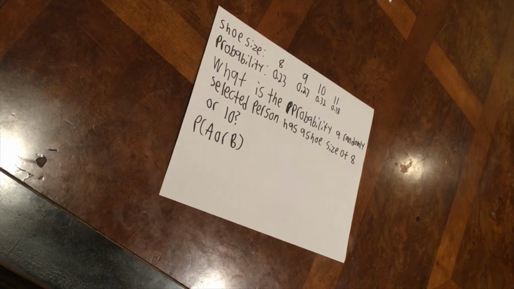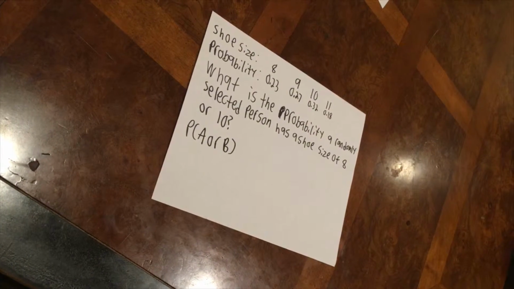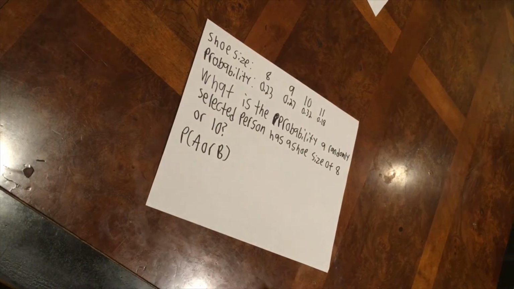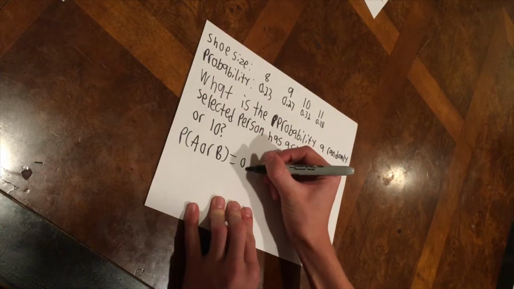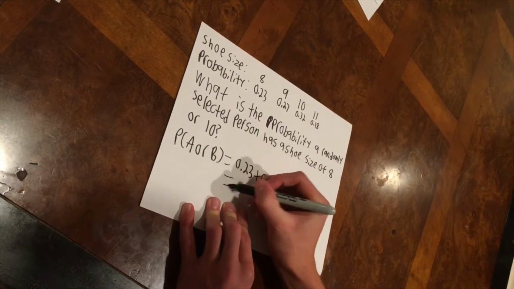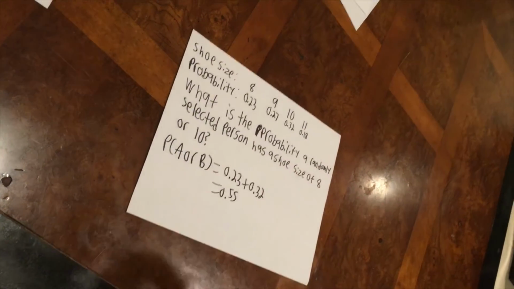Now we're going to discuss the probability rule of P of A or B. First, we're going to look at a mutually exclusive event. So now we have the question, what is the probability a randomly selected person has a shoe size of 8 or 10? So we're looking for the probability of A or B, which is the probability of having a shoe size of 8 or 10. So you'd have to add the probability of 0.23 and 0.32, and that gets you 0.55.